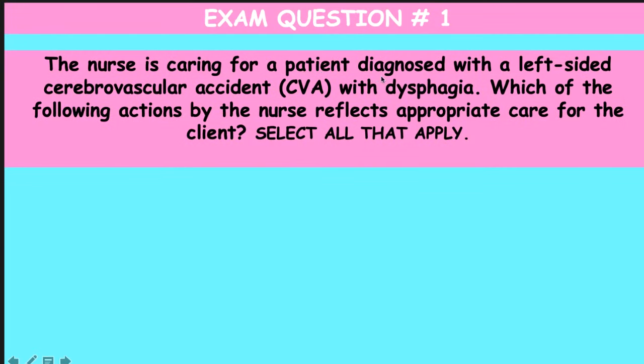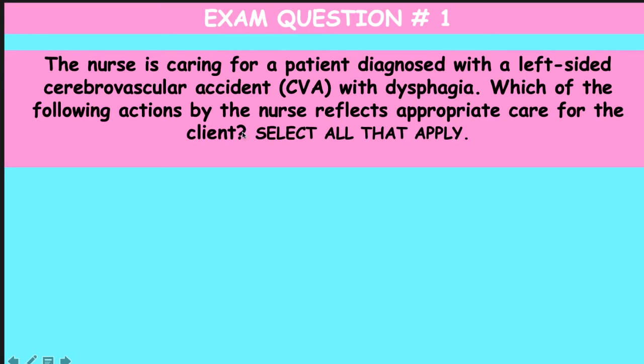The nurse is caring for a patient diagnosed with a left-sided cerebrovascular accident, CVA, which is the same as a stroke, with dysphagia. Which of the following actions by the nurse reflects appropriate care for the client? Let's read this again. The nurse is caring for a patient diagnosed with a left-sided CVA with dysphagia. Which of the following actions by the nurse reflects appropriate care for the client?